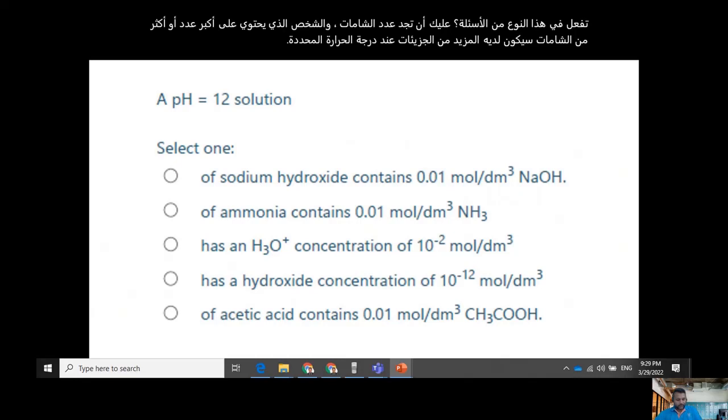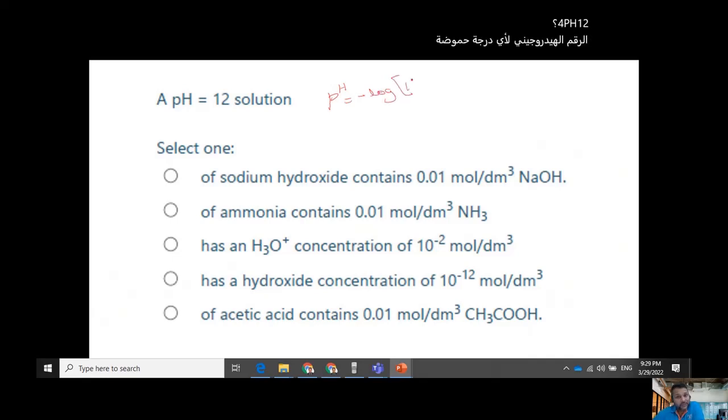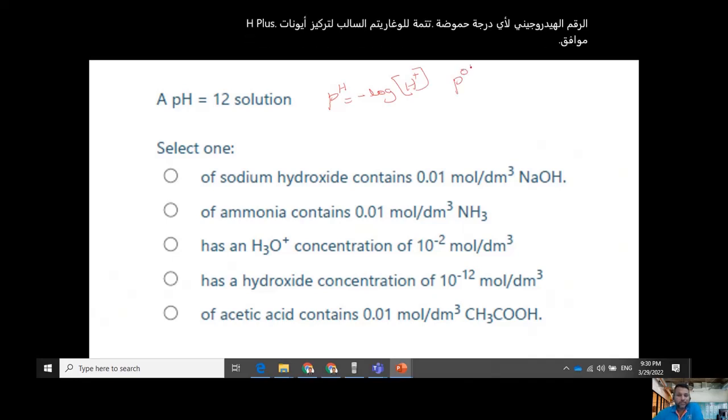Next question, that's question number 7. It's about pH. Okay, a pH 12 solution. You have to select which one would be correct for pH 12. So remember, pH is equal to negative logarithm of concentration of H plus ions. And another important thing you have to remember, pOH is equal to negative log concentration of OH minus ions.